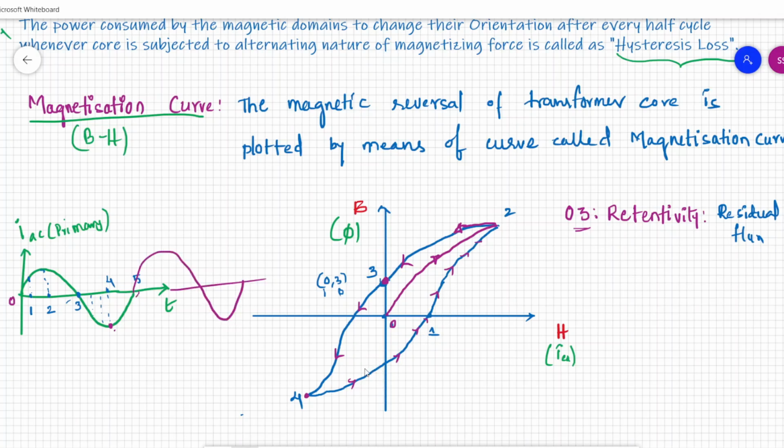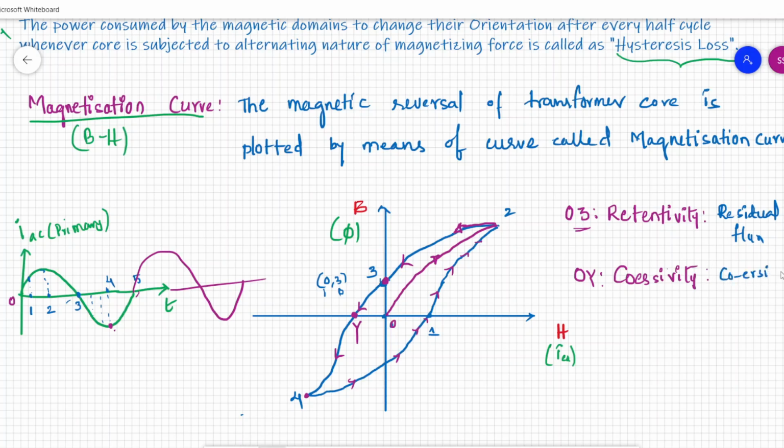Here, at this point of intersection, let us take it as y. From 0 to y, there is no flux but there is some current. This is famously called coercivity, the coercive force.